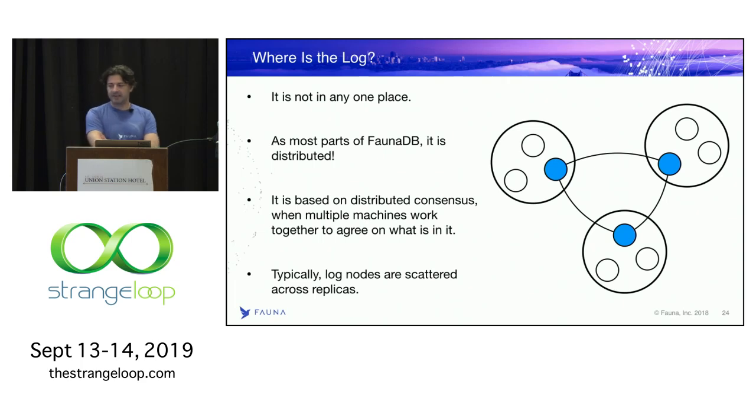Typically what we do is we scatter log nodes across replicas, so why put all your eggs in a single basket, right? Instead of having all the log nodes in a single replica, we prefer to have one log node in every replica. We have more of them, but for the sake of simplicity, let's roll with one right now.